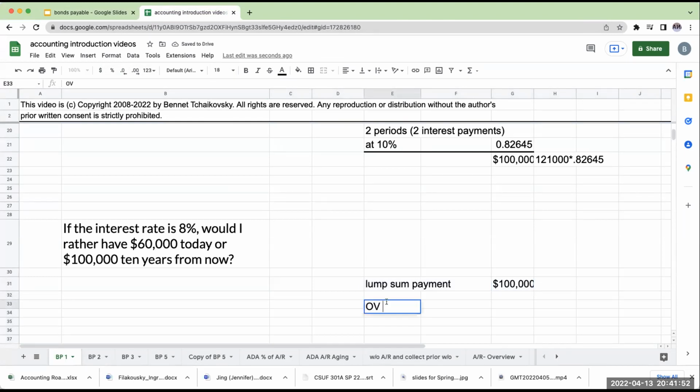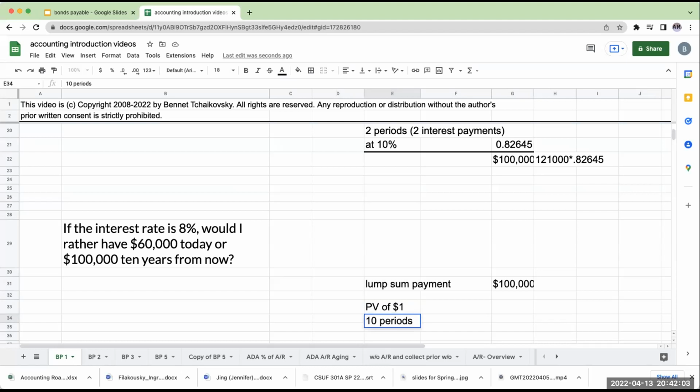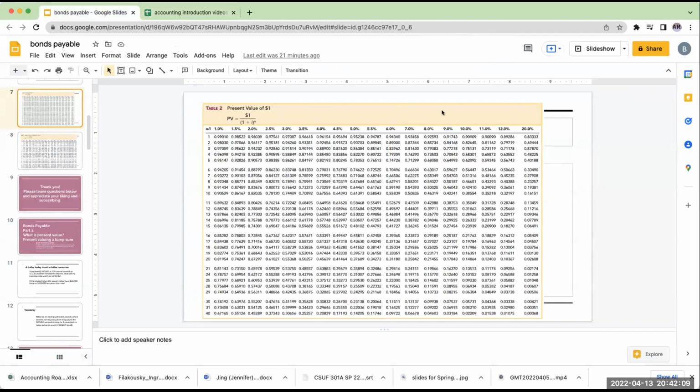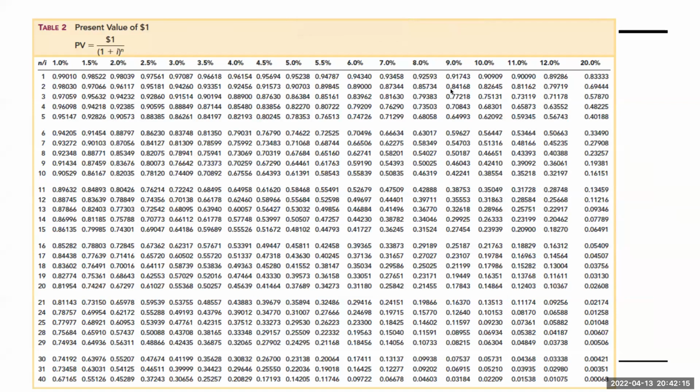If I use the present value of a dollar table, and I say, okay, how many times is interest being paid? Let's just assume 10 times or 10 periods at whatever the interest rate is. Here it is at 8%. So I'm going to go right over here. I'm going to say 10 periods at 8%. I'm going to get 0.46319. Again, this is the number of times interest is being paid or compounded, 10 years at 8%. This is 0.46319.